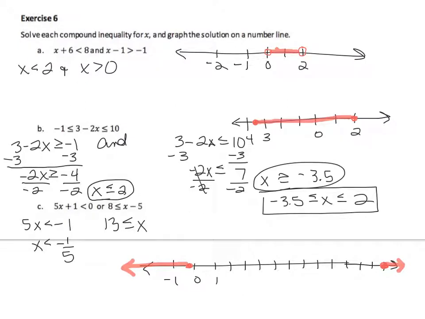Okay, letter B was a tad bit tricky, so I'm going to talk about this one. This is a compound statement. It's an and, so I rewrote the left side of the inequality, and then the right side of the inequality, and then I solved it. But notice here, I divided by a -2, which I had to flip the inequality. And here, I divided by a -2, so I had to flip the inequality. But my solution still worked out to look like an and. I just wanted to point that out to y'all.